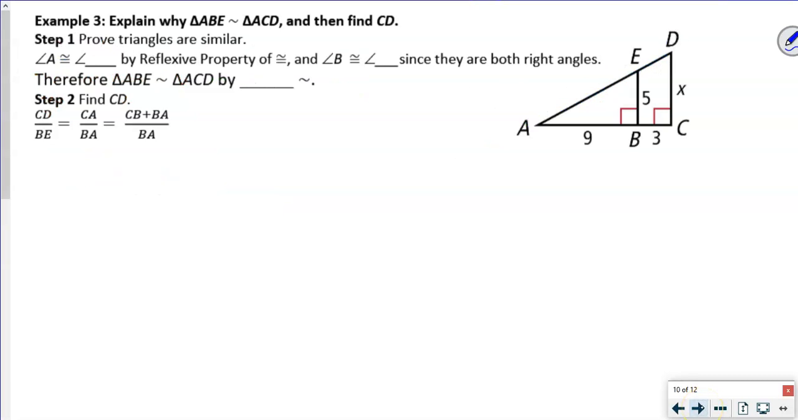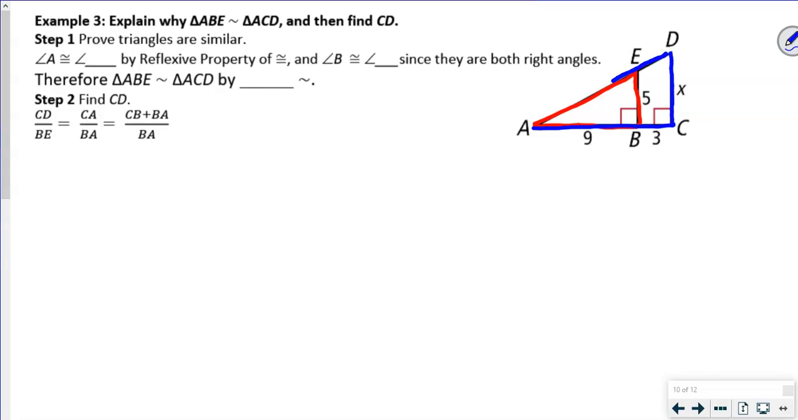All right, the next one says explain why triangle ABE is similar to ACD and then find CD. Angle A, okay, so I want to show you all these triangles first. We have ABE, and then we have also ACD. So we have a little triangle and a big triangle.